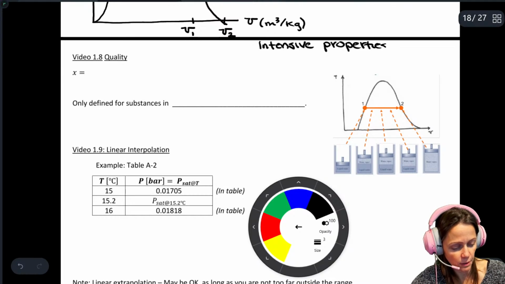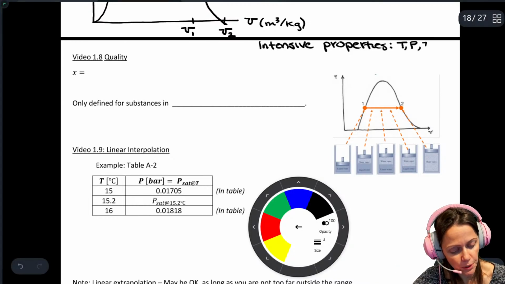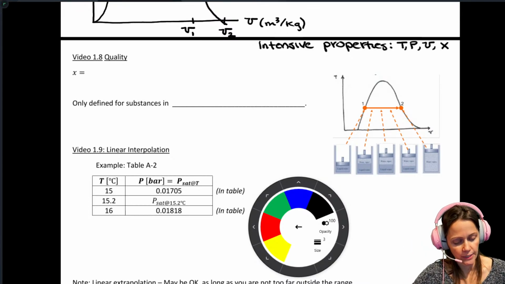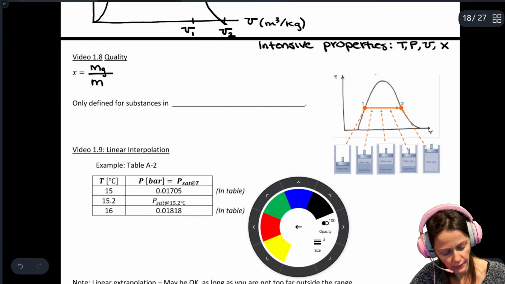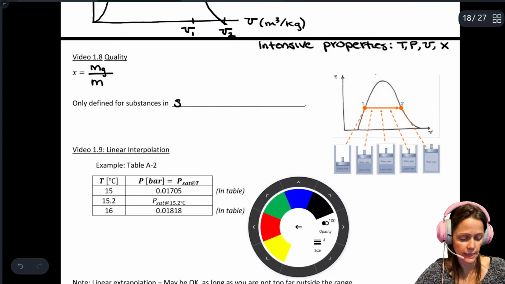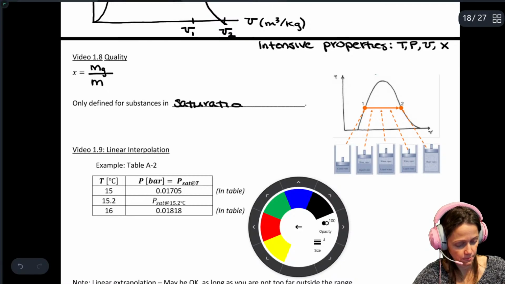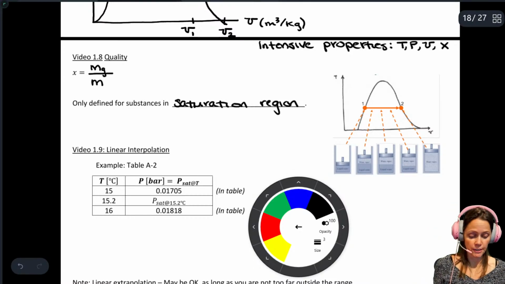So at this point, our intensive property list, and this is always what you want to think, right? When you have a problem, you want to say, which two of these do I know about the state that I'm interested in? So temperature, pressure, specific volume, and quality. Get two of them and fix your state. All right, so quality, we use X for this, and it's defined as the mass of the saturated vapor over the total mass, and it is only defined for regions in the saturation region, only defined for saturated substances.